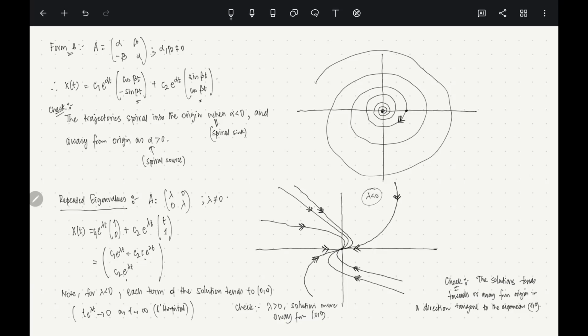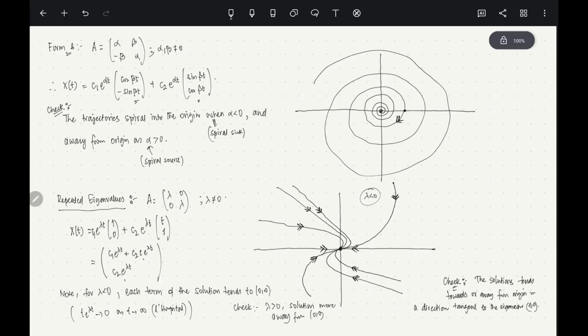Okay, so what happens is, if you have a matrix which is invertible, (0, 0) is the only equilibrium point, and then you just draw everything around (0, 0). You understand? We just want to look at what is happening around (0, 0).